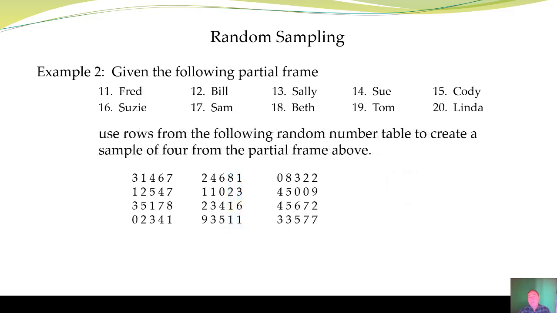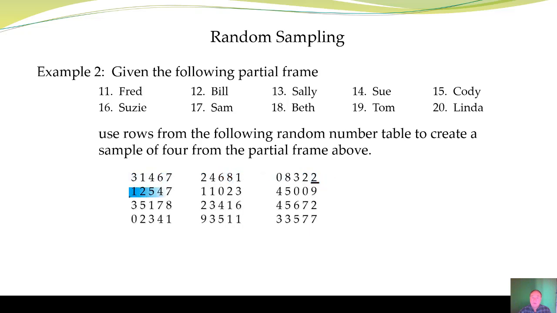Now, what if we took the same problem, but this time instead of using columns, let's use rows to find our sample. So we take the first row, and now we're going to split them into 2-digit numbers again. So you have 31, 46, 72, 46, 81, 8, 32, 2. Now you notice the 2 is not a 2-digit number. But now we're going to wrap around to the next row, so the 2 is going to go with the 1 that starts the next row. And by the way, none of those numbers were in our partial frame.